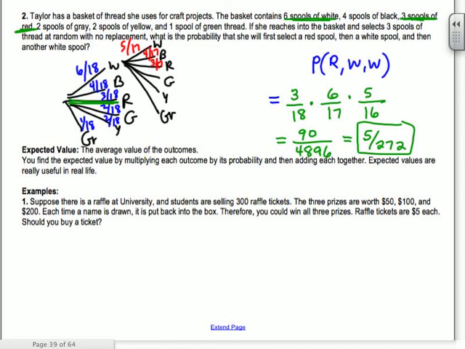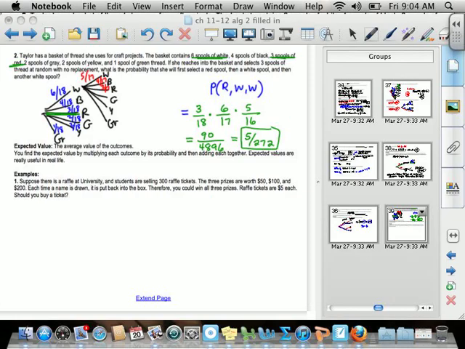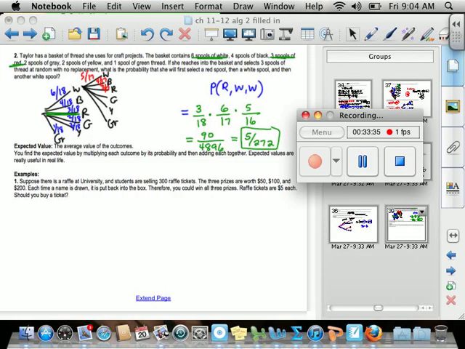Okay. I think we're going to run out of time. All right, we'll do expected value on Monday. Now your homework might have an expected value problem. Just leave that one blank, and then we'll finish it in class, okay?